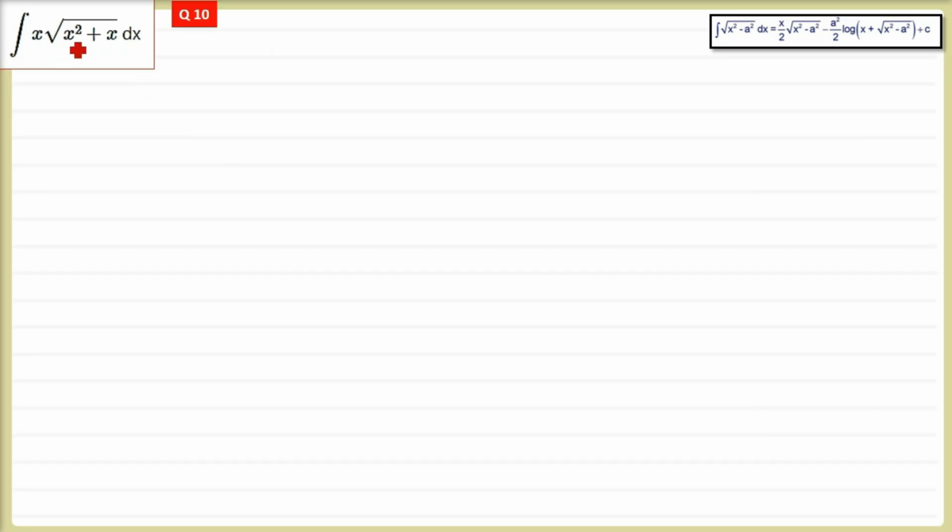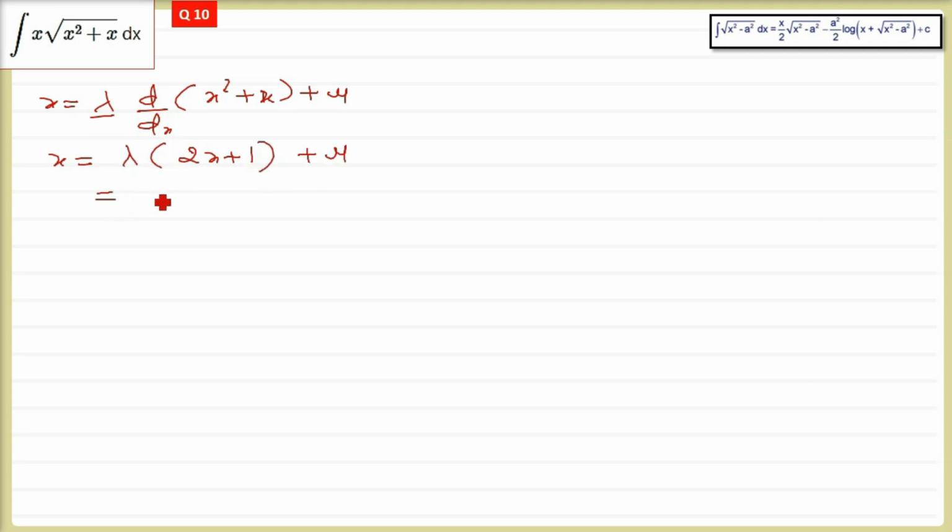Integration of x under root x square plus x. So we'll adopt the same previous methods. X will be represented as the differentiation of x square plus x. So we have a lambda d by dx of x square plus x. Now what is x square plus x differentiation? It will be 2x plus 1, and 2x plus 1 is evidently not equal to x. So you need to have certain constants introduced, which is lambda and mu we have introduced. You can call it capital A, capital B also, if you are not comfortable with lambda and mu. So 2x plus 1 lambda plus mu, we have multiplied it inside.